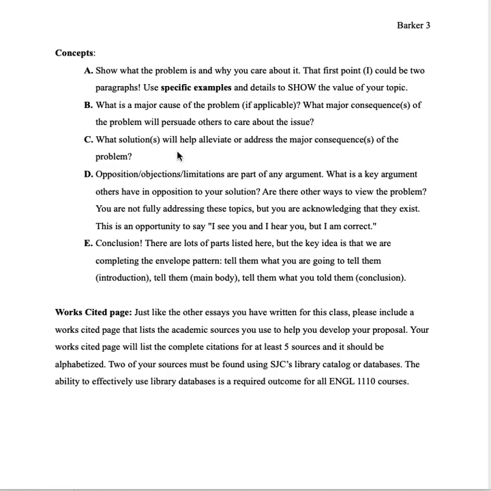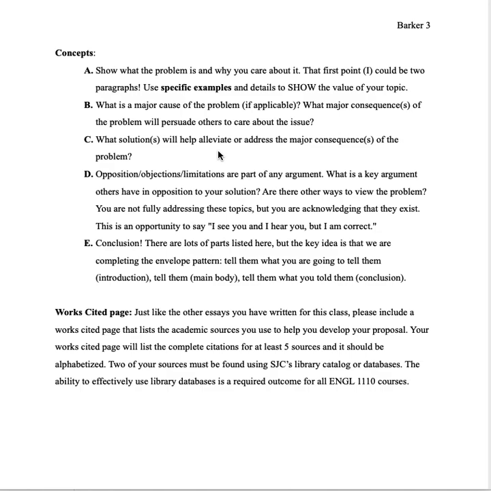Then we want some solutions. Notice that we're saying they address the major consequences, and then we're saying help alleviate. We're not necessarily going to come up with the solution, but we're coming up with solutions, ideas, responses, so that we aren't just out there alone.